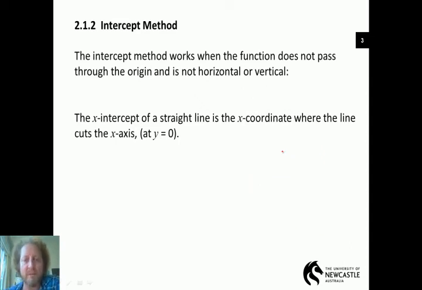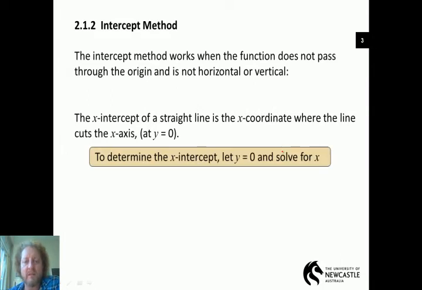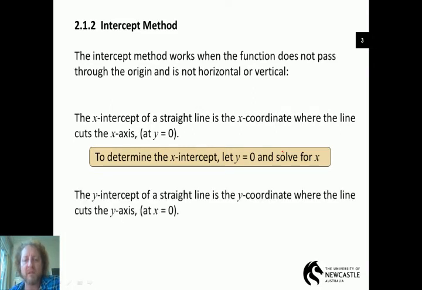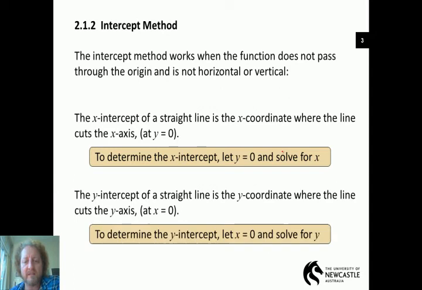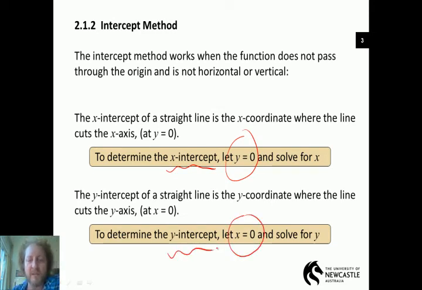So that's why we came up with the x-intercept: it is when y equals 0. We'll do an example in a sec. Also, the y-intercept is when x equals 0. So we can walk up to any equation, not even bother to rearrange it, just chuck in y equals 0, and it will spit out an x-intercept. Then go back to the original equation, chuck in x equals 0, and it'll spit out a y-intercept.